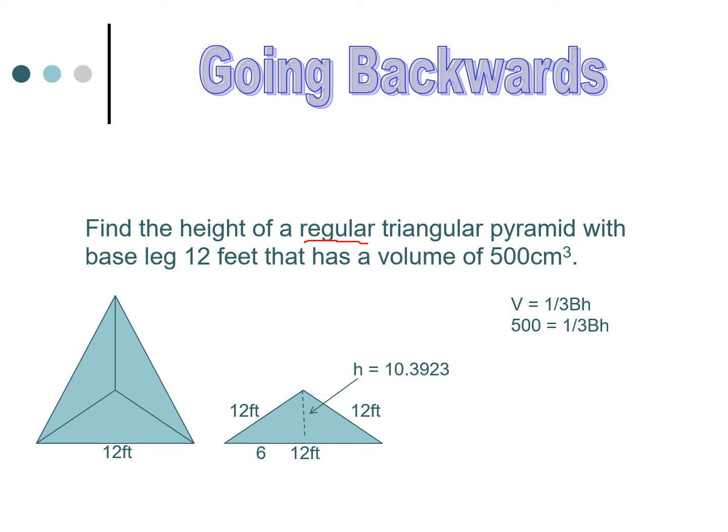Once we have the height, we can go ahead and use 1/2 base times height to find the area of that triangle. The base of that triangle being 12 and the height being 10.3923. Putting all of that into your calculator, that base is at 62.3538. We can go ahead and plug that into our original formula.